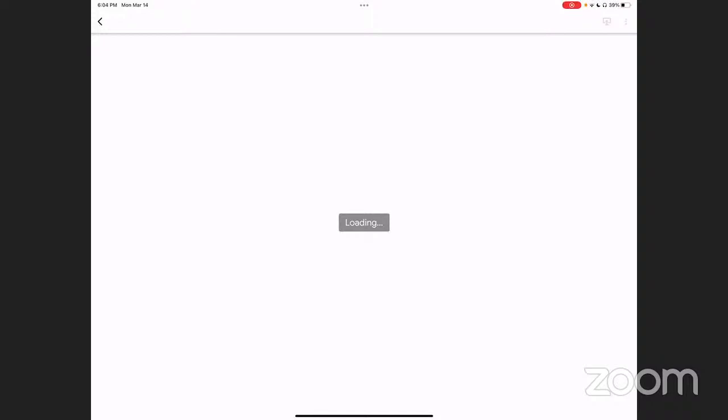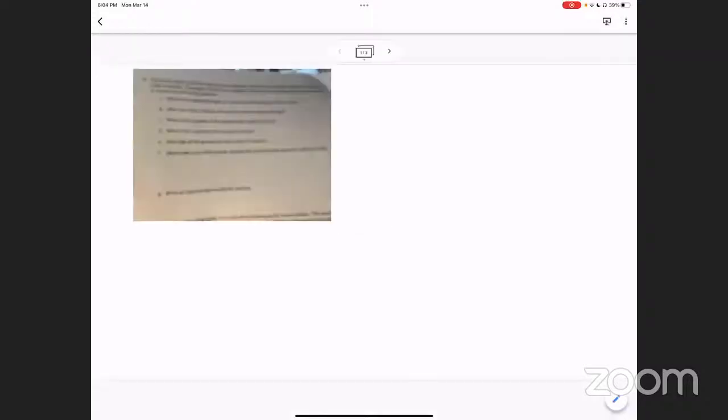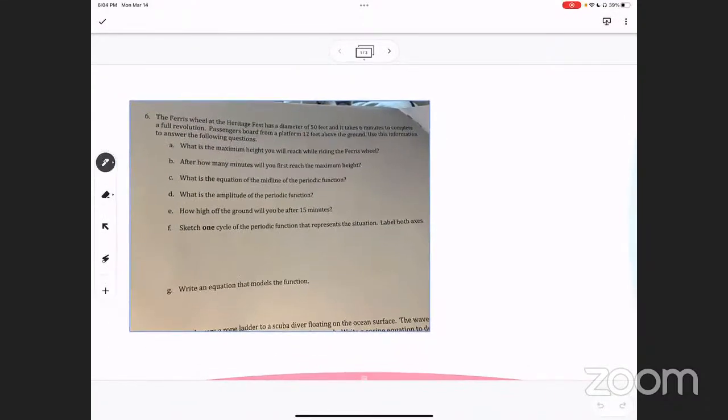So what's the hardest thing for you so far for this unit? Like, what's the thing you're most concerned about or confused about? Probably just the sine cosine functions. Graphing? Mm-hmm. Okay.